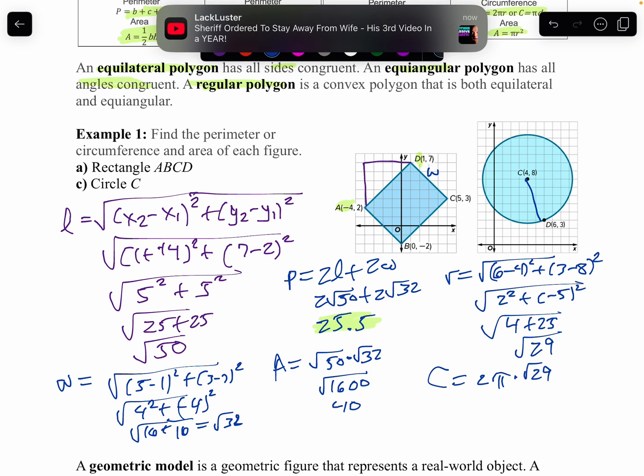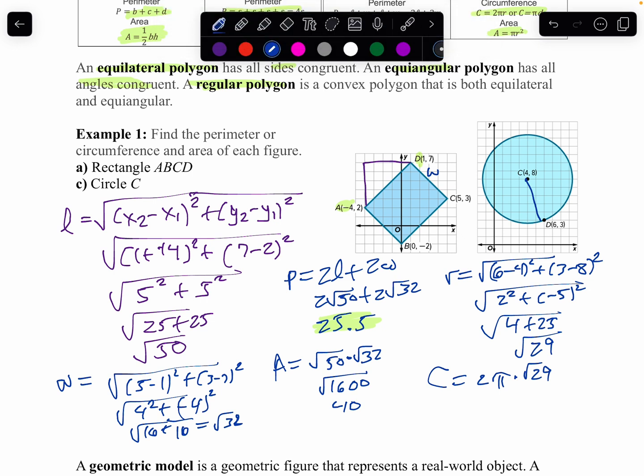At that point, we're going to use our calculator. So 2 times pi times the square root of 29 is about 33.8. The area is going to be pi times the square root of 29 squared, pi times r squared. And if you use your calculator, we get about 91.1. And there's your answer.